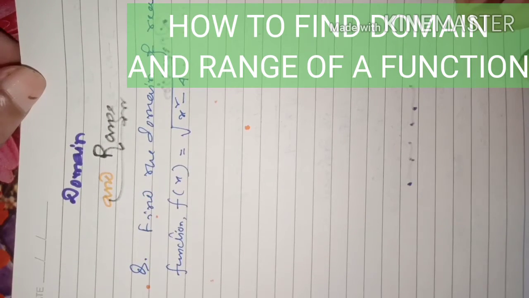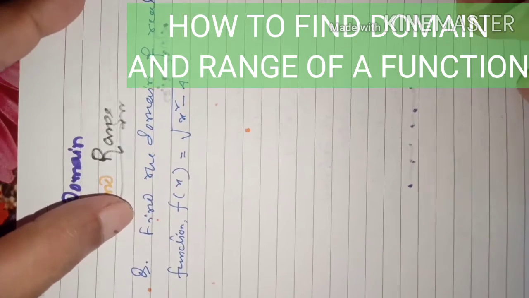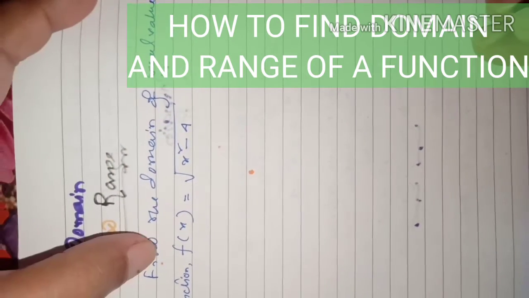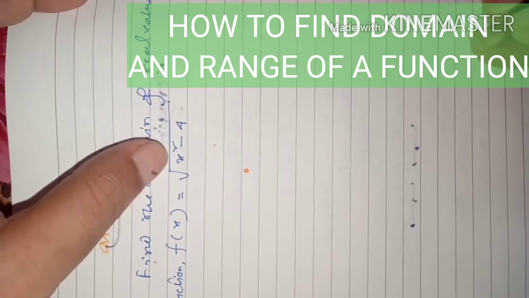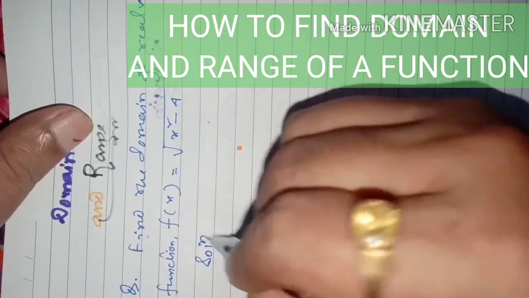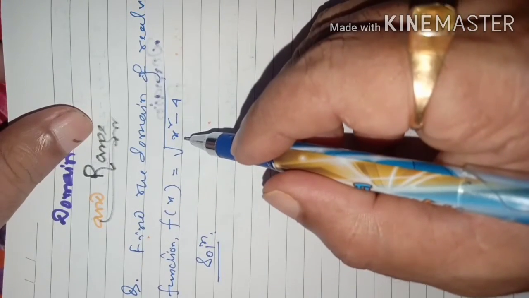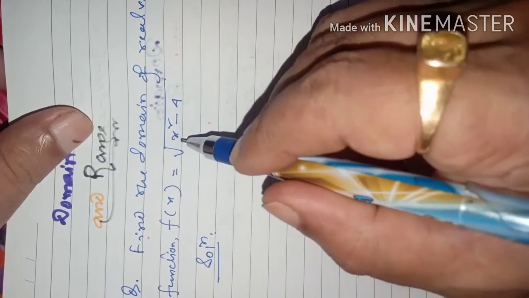So we are discussing, dear students, domain and range of a function. One question I have taken here: find the domain of the real valued function f of x equal to x under root x square minus 4. When we need to check what is the domain of the function, then we need to see what are the values that x can take.